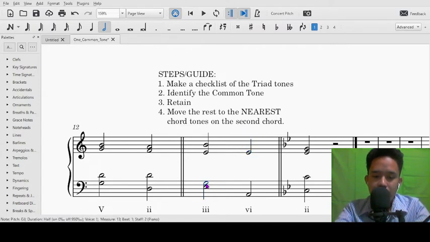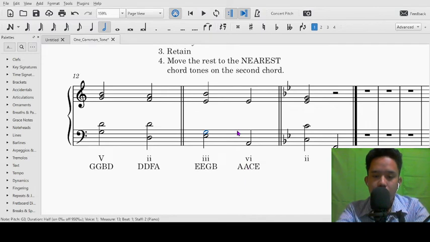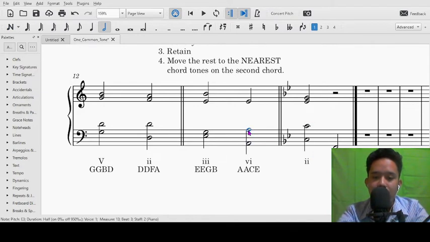In this case, G is nearest to A. It is not closest to letter E, because you will need to leap a third. So G, F, and E. So there is a third, a leap of a third. Then, unlike here, you only have to leap a second. So this is the closest.